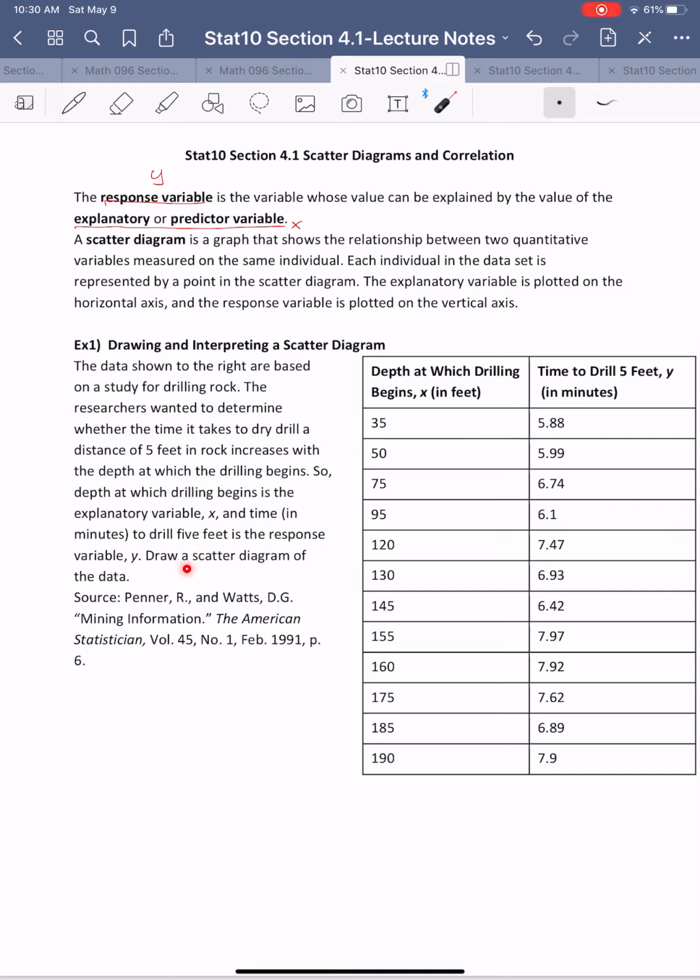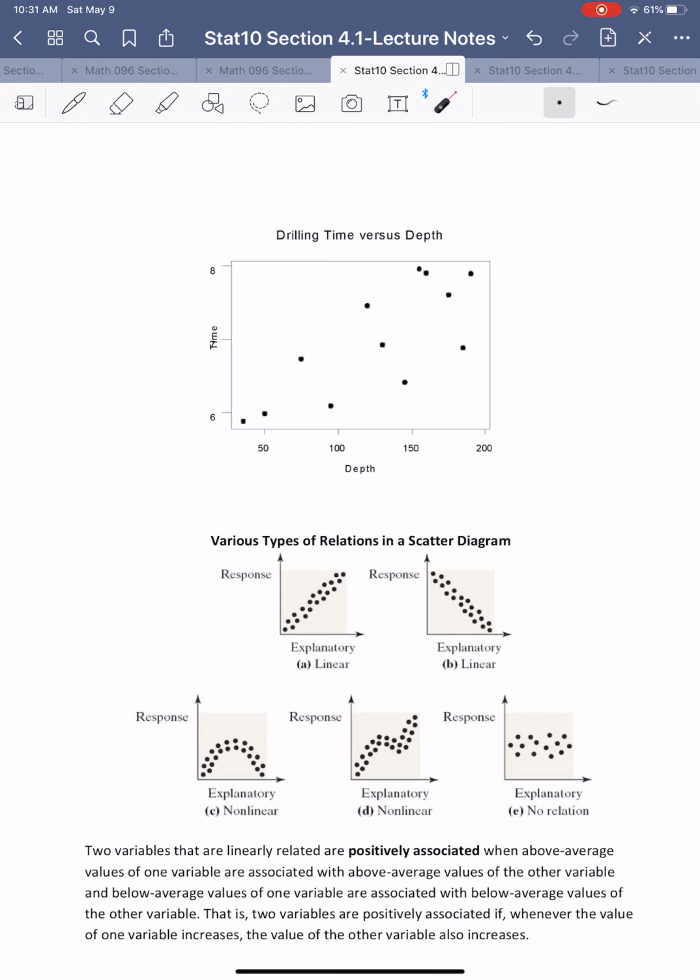So we draw a scatter diagram of the data. I have the x value here, the y value here. The x value is the distance, which is the depth, and the y is the time, in minutes. I already have a table for you. When you plot it, it comes out like this. So 35 takes 5.58 minutes, 50 takes 5.99, 75 takes 6.71, and 95 is about here. This is what I plotted from the previous table.